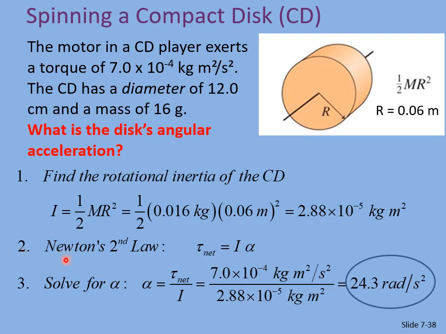So now we can apply Newton's second law. Net torque is equal to I alpha. We want to figure out what the disk's angular acceleration is, so we solve for alpha. Alpha is equal to the net torque divided by I. The net torque was given in the problem as this number right here, so that's just plugged in up here in the numerator. And I, we just calculated up here in step 1. So this is obviously a problem for your calculator using scientific notation. The answer ends up being 24.3 radians per second squared.